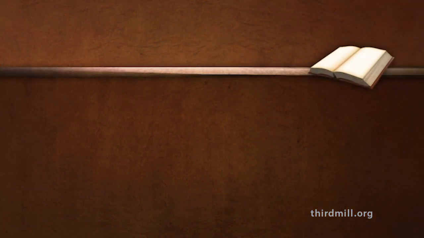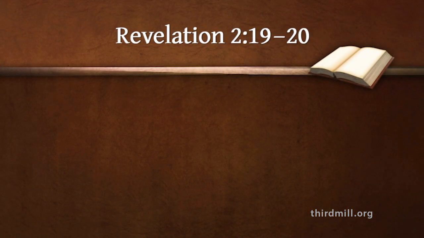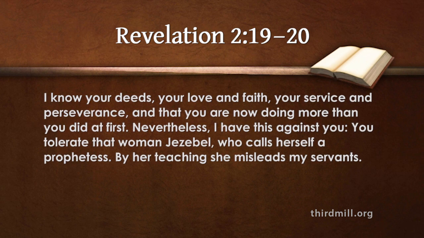In Revelation chapter 2, verses 19 and 20, Jesus had this to say, "I know your deeds, your love and faith, your service and perseverance, and that you are now doing more than you did at first. Nevertheless, I have this against you. You tolerate that woman Jezebel, who calls herself a prophetess. By her teaching, she misleads my servants."